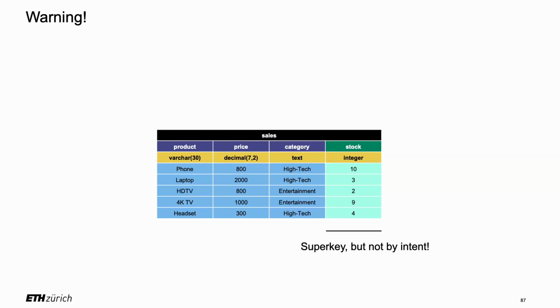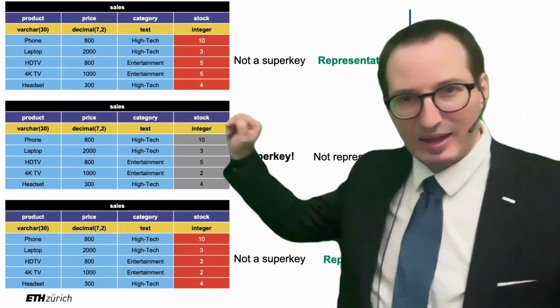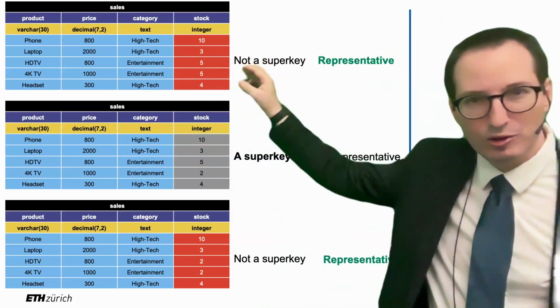So this is something to be very careful about because this is one of the tricky points. So you have to be careful with these things. And the reason you need to be careful is this. Imagine that these are 3 snapshots in time of my web shop, 3 different points in time. You can see that at that point in time, it's not a super key.